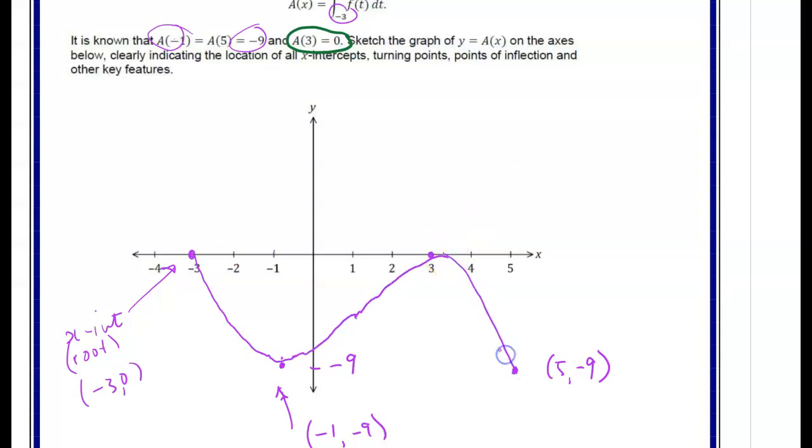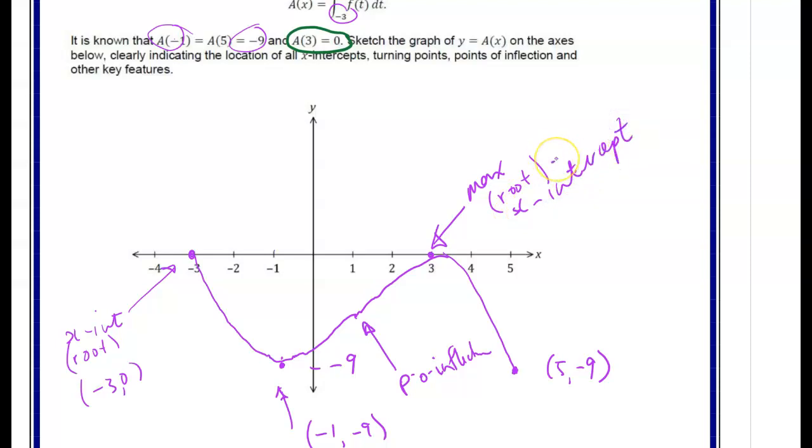Not the best. But you need to say that is a point of inflection. And this is the maximum, which is also the root, or the x-intercept. Because it says x-intercept in the question, I guess you should specify. But if you don't do those labels, you'll lose marks.